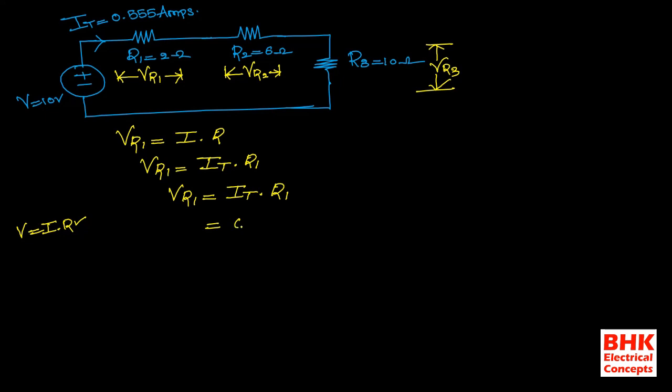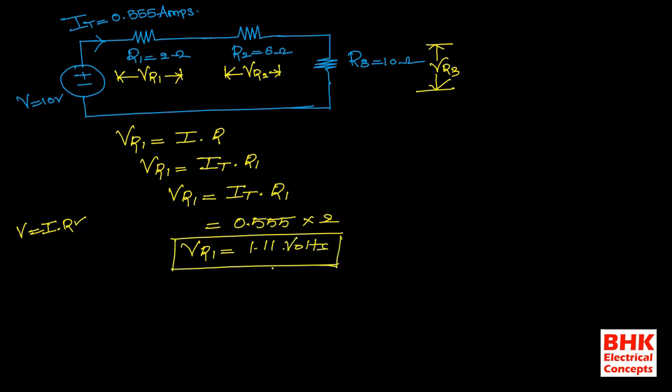Now the value of current is 0.555, and the value of R1 is 2 ohms. To find VR1, we directly substitute the total current flowing through the resistance multiplied by that particular resistance. By simplifying this, you will get the value of 1.1 volts. So 1.1 volts is the voltage drop across R1.